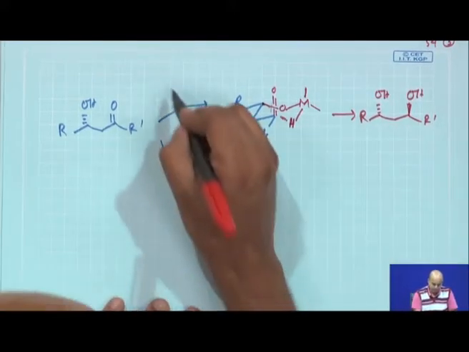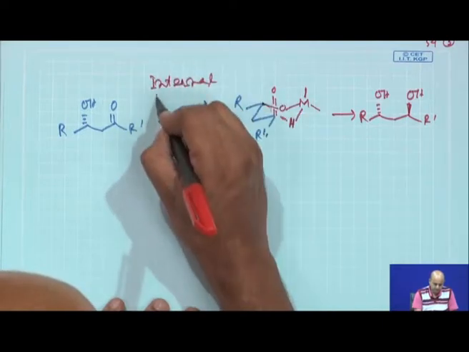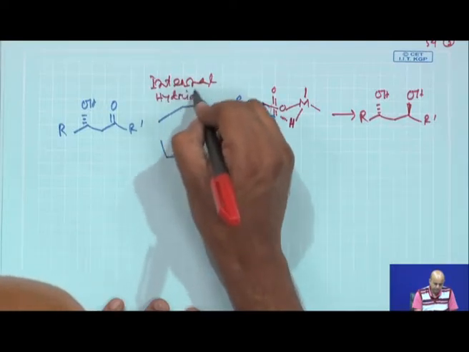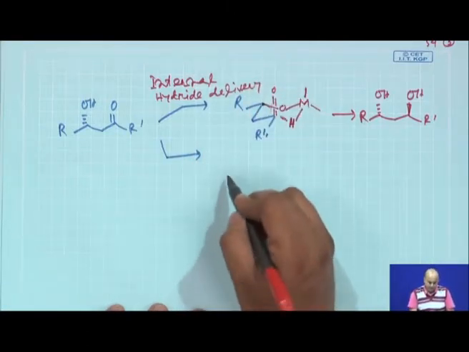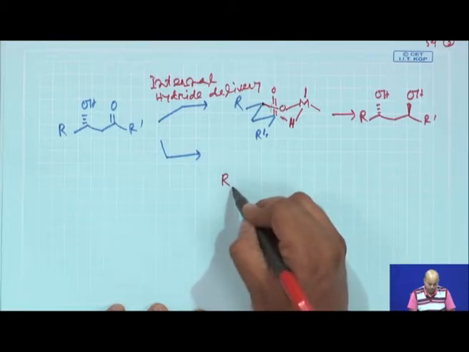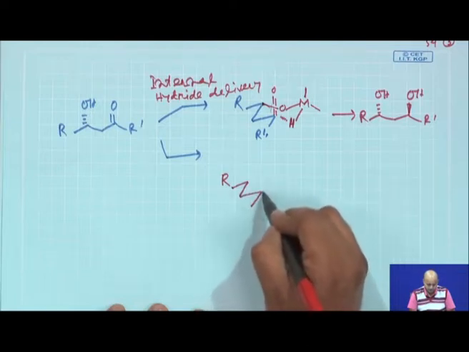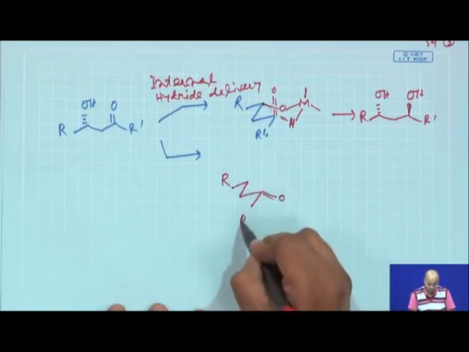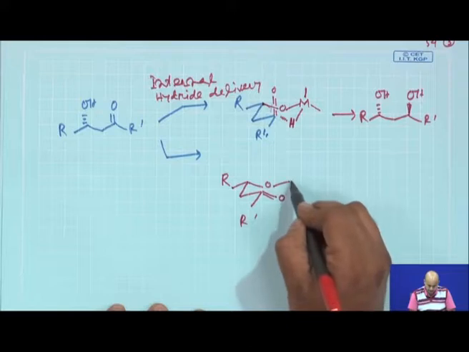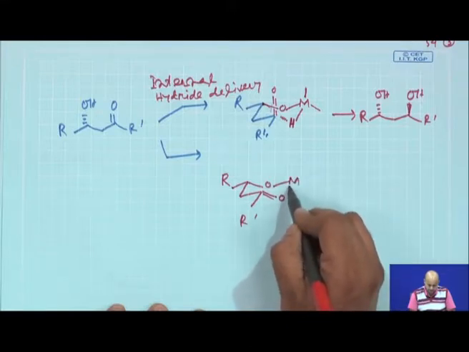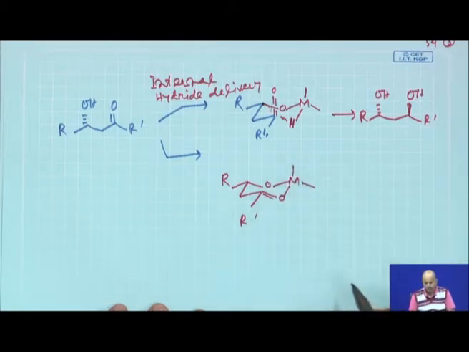This is what we call internal hydride delivery. Along the same line, you may have another scenario. You can now design the carbonyl, put it in this way, and then put this oxygen here. If some reagents are here, where carbonyl oxygen as well as alcohol oxygen both can coordinate.